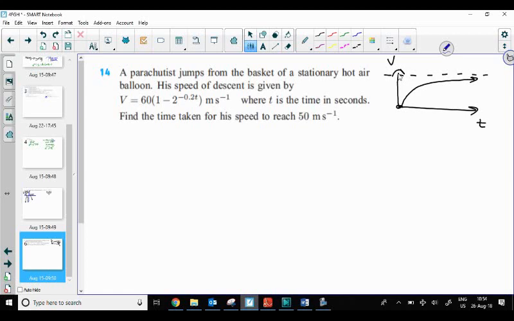So we notice that when t is equal to 0, this is going to be 1 minus 2 to the 0, which is 1 minus 1. That's 0. 0 times 60 is 0. So I was correct that it goes through the origin.